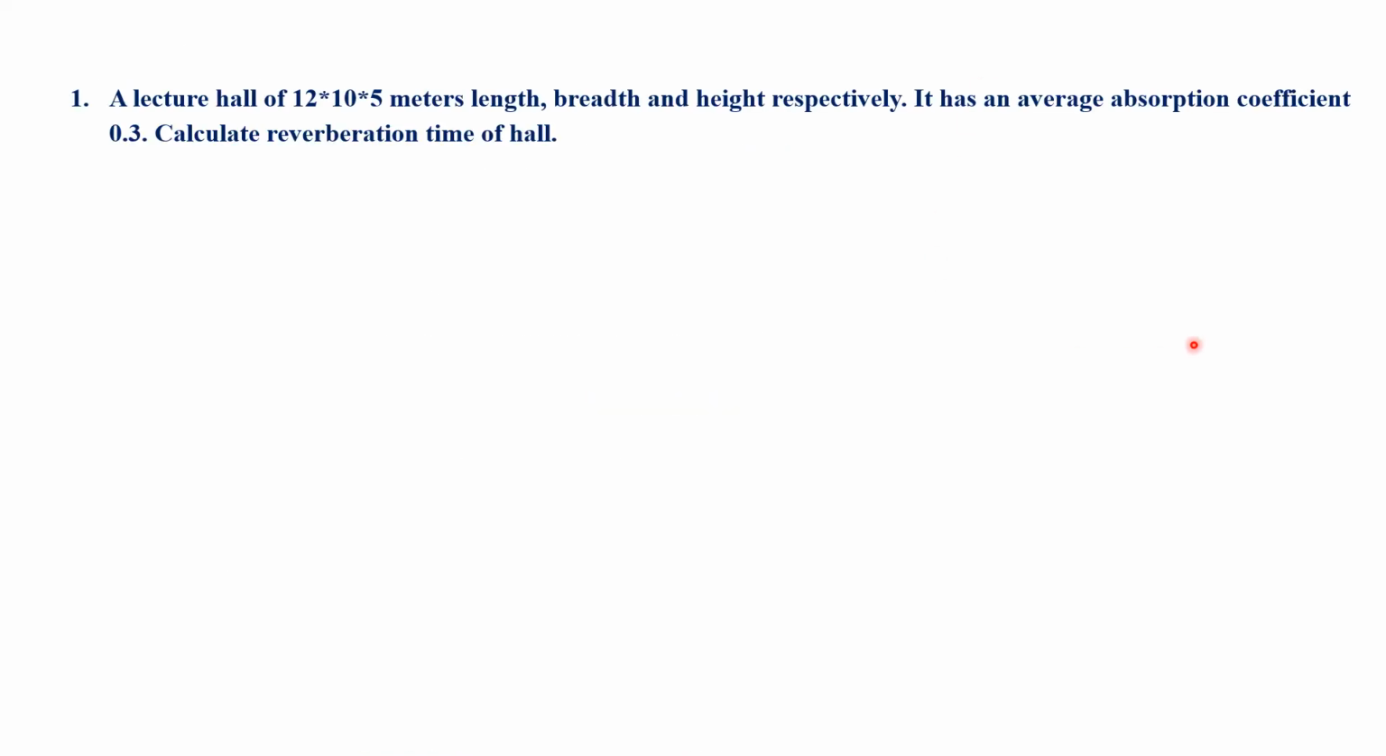Now let's take one example. The statement is provided as a lecture hall of 12 by 10 by 5 meters length, breadth and height respectively. It has average absorption coefficient 0.3. Then calculate reverberation time of the hall. At first, we'll see what is the given data. So given data is L is equal to 12 meter, B is 10 meter and H is equal to 5 meter. Average absorption coefficient is provided which is nothing but 0.3, and it is asked to calculate reverberation time T.